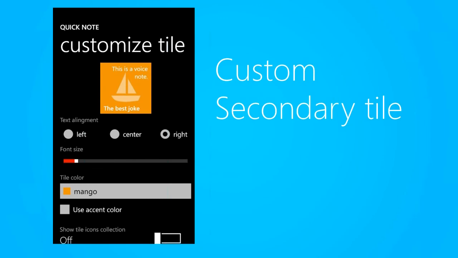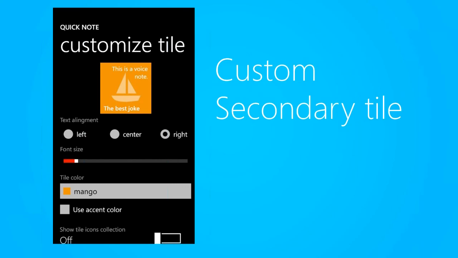Of this note-taking app is where you can, for a particular note, customize a secondary tile for it. So this gives you a lot of options. It gives you options on how you align the text. I think it's like a text preview of the note. You can adjust the font size. You can choose a color. I wonder if some of these options are maybe too many for the user.